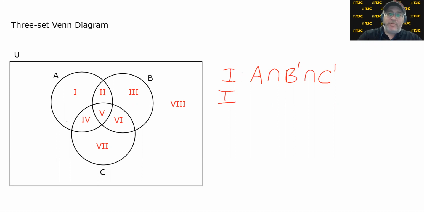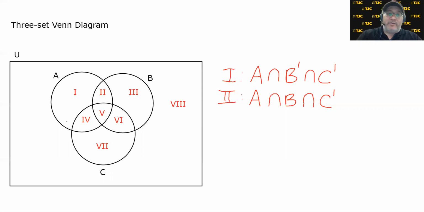Let's try region 2, and then I'm going to invite you to pause the video and see if you can come up with the other 6. All right, region 2 is right here. It is inside circle A, it is inside circle B, but it is outside of circle C. So let's say that again, and this time write some things. Inside of A, so we write the A, and, so we write the intersection. Inside of B, so we write the B, and outside of C, so it intersects C complement.